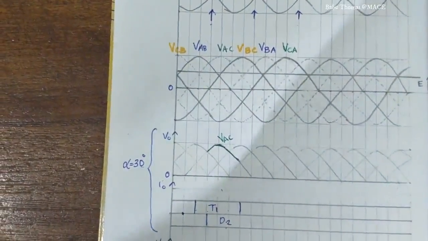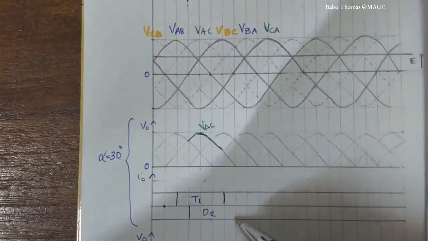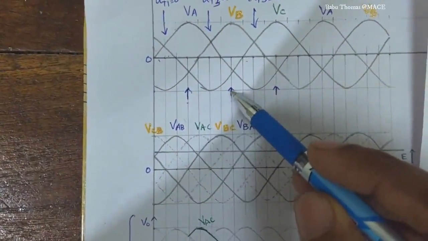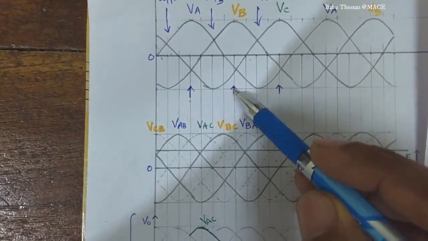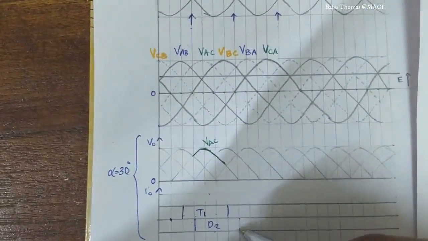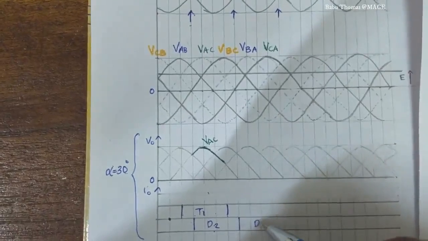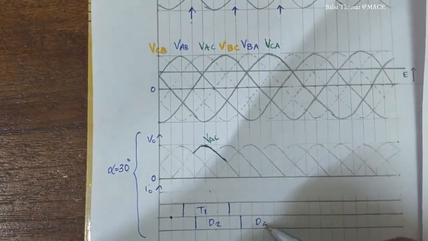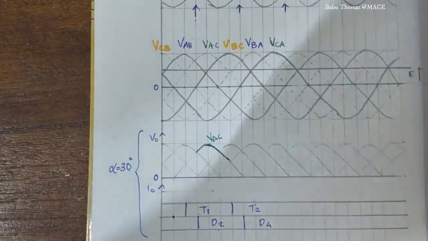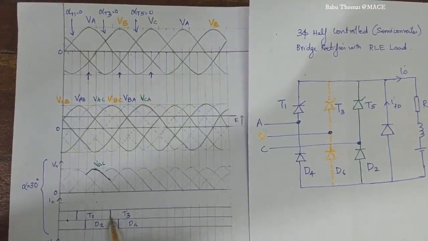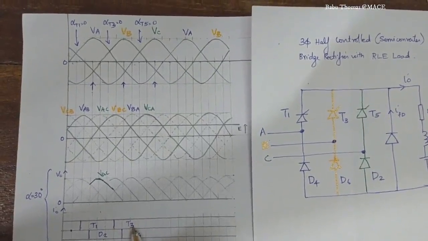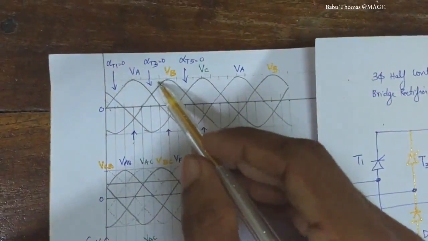After 120 degrees of conduction, the diode D2 becomes reverse biased, which is seen from here, and the diode D4 comes into the picture. So at this instant diode D4 starts conducting and here T2 starts conducting. Each of the devices will be conducting for 120 degrees, and after T1 has conducted for 120 degrees, T3 is fired again at alpha equal to 30 degrees.